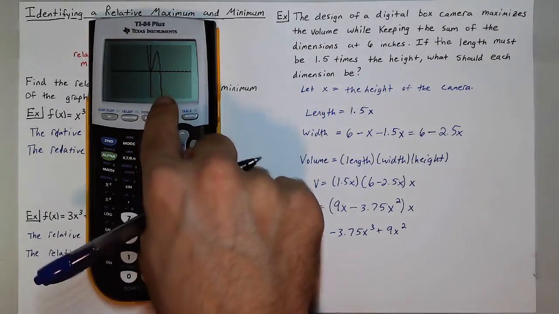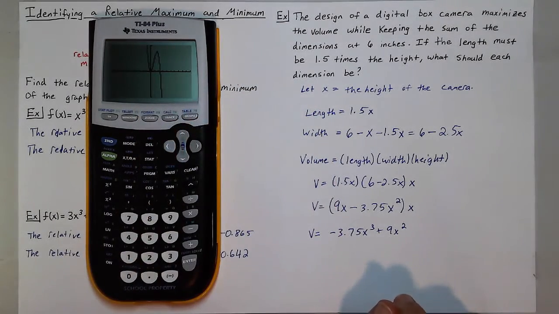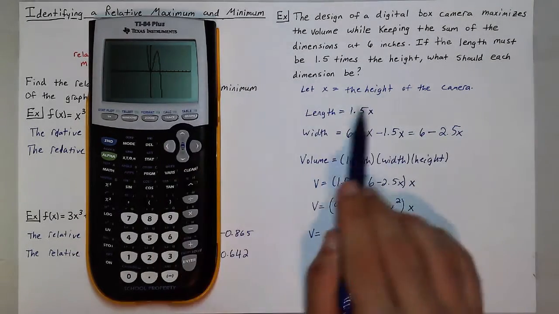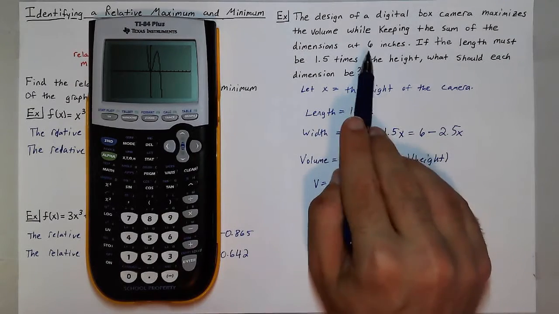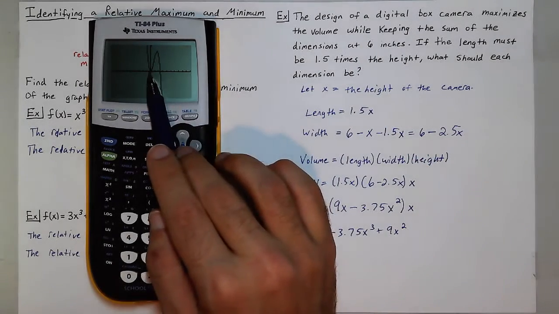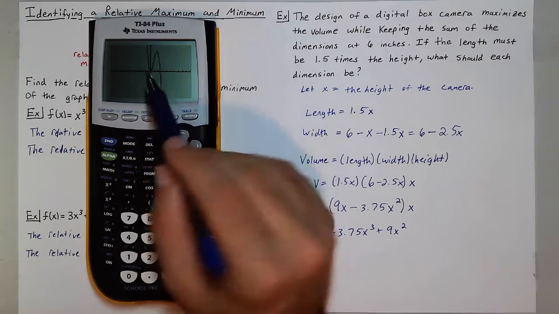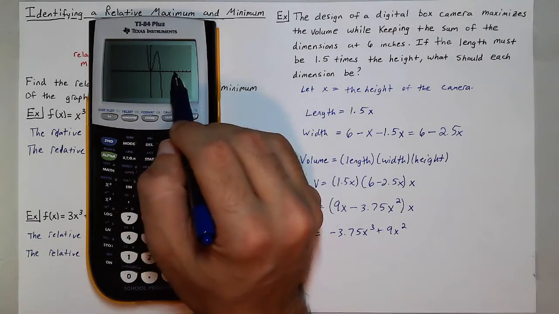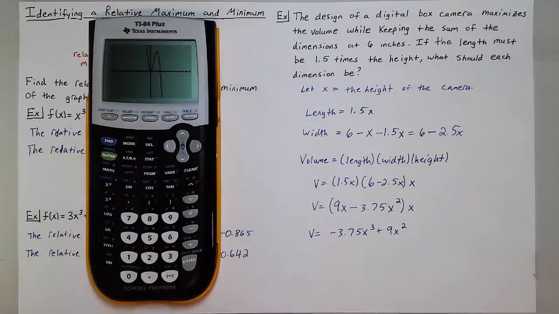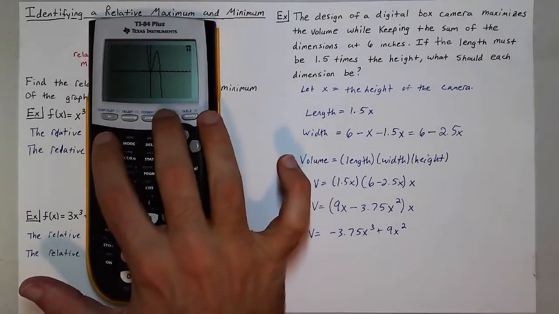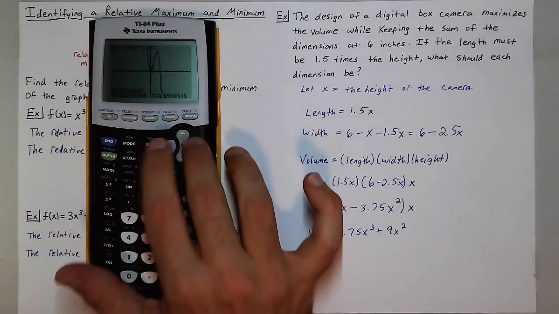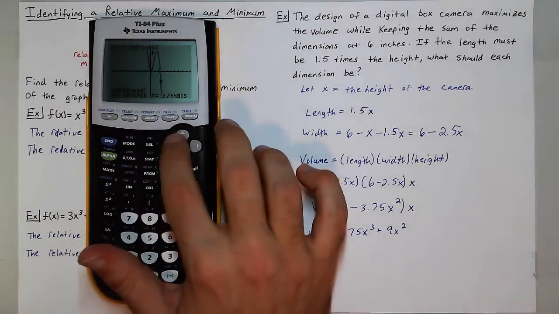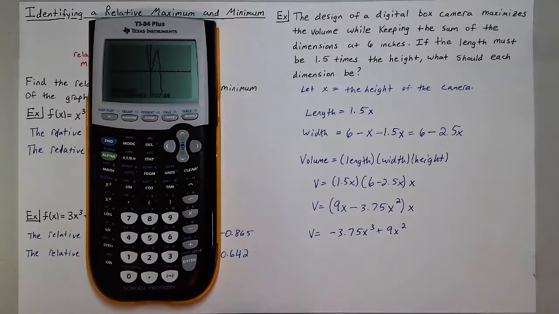polynomial, but I know I can't use all of those values, mainly because if the height of the camera were to be 6, there would be nothing left for the length or the width because it has to all add up to 6. And I also know that my height can't be 0 or something negative. So I'm actually between some chosen values here. So at least between 0 and 6, I only have one highest point. So what I'll do is I'll use my second trace, find the relative maximum of my polynomial.